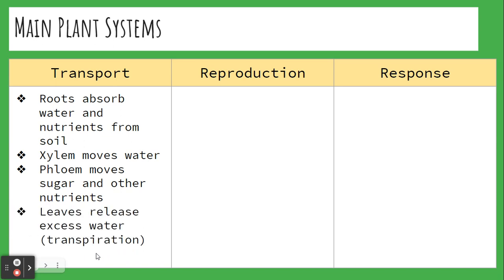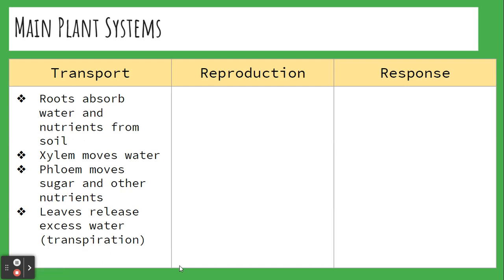Leaves also help in transport because they will actually release excess water through a process called transpiration, which is pretty much just a fancy form of evaporation that only plants can use. When plants notice that they are carrying too much water, they just release it back into the atmosphere.